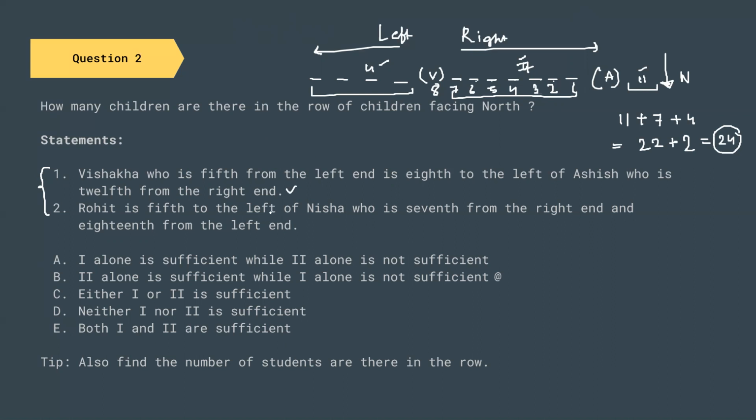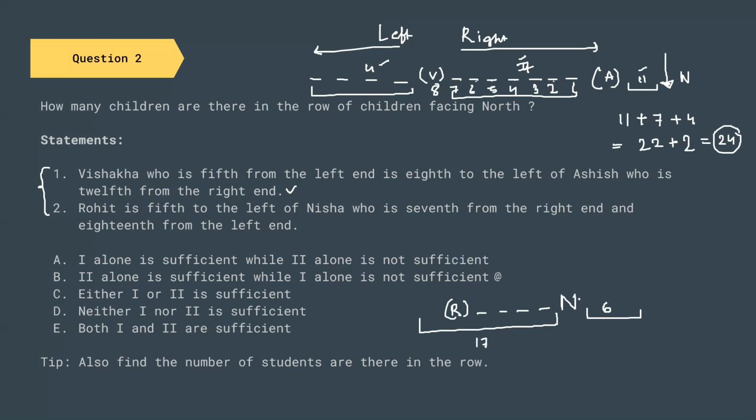Now let us go to the second statement. Rohit is fifth to the left of Nisha. So we have Nisha here, and Rohit is fifth to the left of Nisha. So this is 1, 2, 3, 4, and here it is Rohit, who is seventh from the right end. So that means there are 6 students here, and Rohit is 18th from the left hand. So there are a total of 17 students at the left of Nisha.